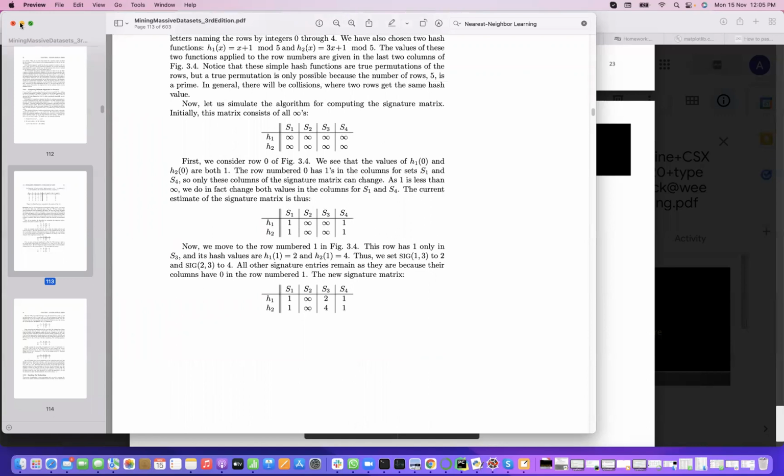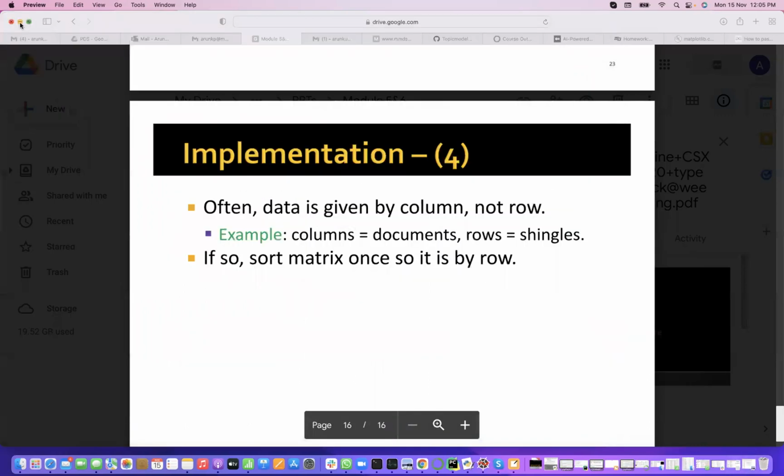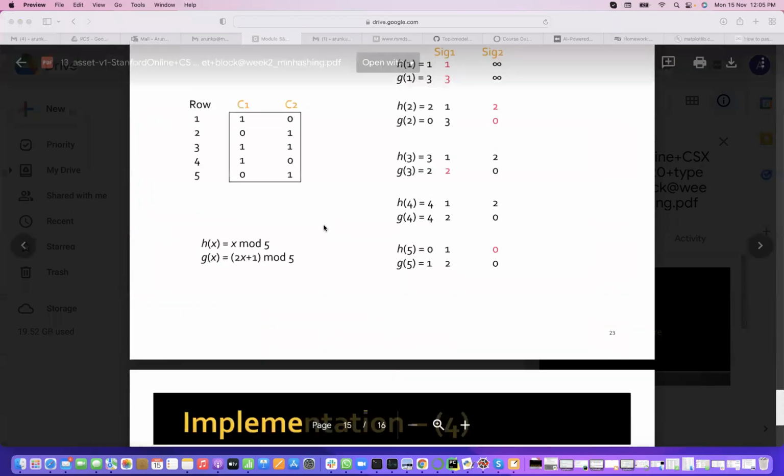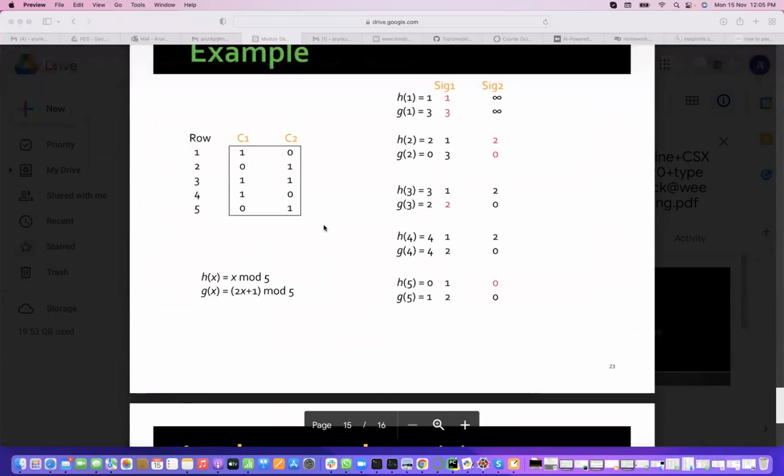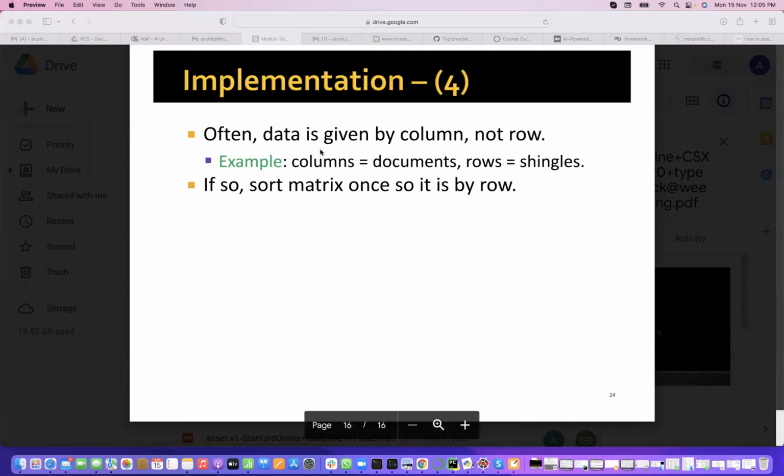Once we get the signatures, it is simple: how many rows are agreeing, or how many rows are not agreeing? Often data is given by column, not row. Example: columns equal documents and rows are shingles. If so, sort the matrix once, so it is by row. So he's saying that sometimes you may get shingles and documents in reverse order, so you need to sort.